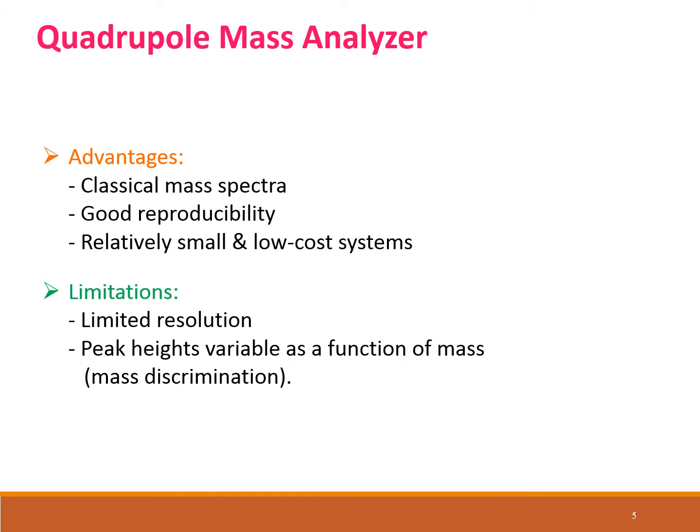The advantages of the quadrupole mass analyzer are classical mass spectra, good reproducibility, and a relatively small and low cost system. The limitations are limited resolution, peak height variable as a function of mass, and mass discrimination.